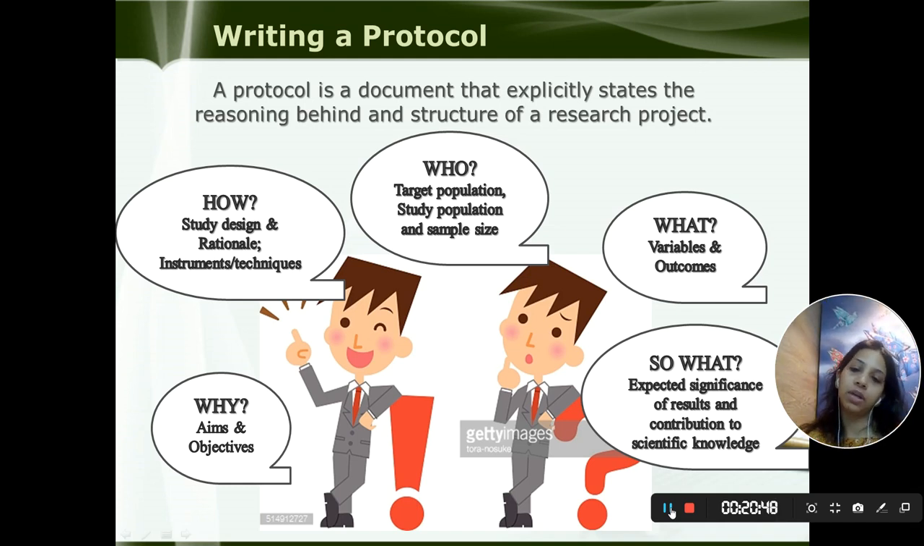So what is the expected significance of results and contribution to specific knowledge? You need to stress that some new kind of information is going to be brought to the fore by your particular kind of research, so that it gets easily approved by your IRB.